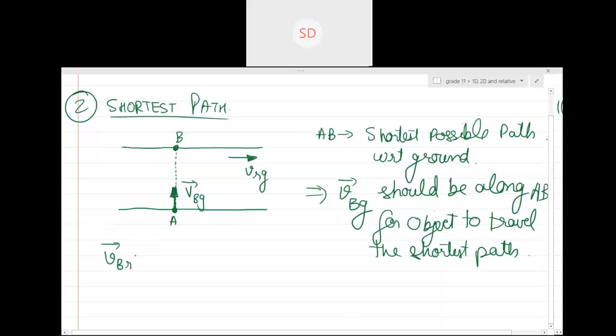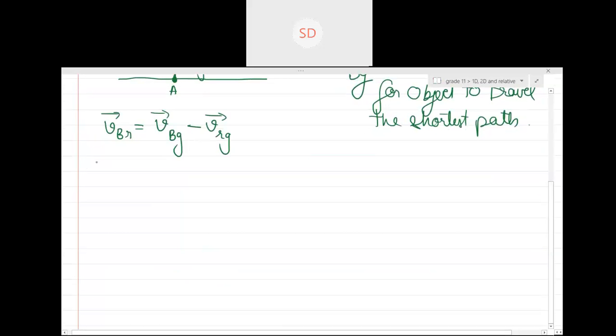Please remember, velocity of boy with respect to river, or velocity of boat with respect to swimmer, whatever it is, is always velocity of boat with respect to ground minus velocity of river with respect to ground. Vector wise, is this correct? So from here I can write velocity of boy with respect to ground should be equal to velocity of boy with respect to river plus velocity of river with respect to ground. This is the one thing which we already discussed, right?